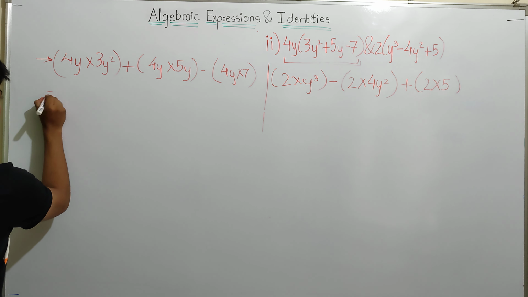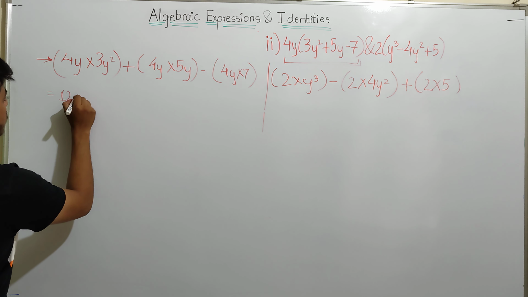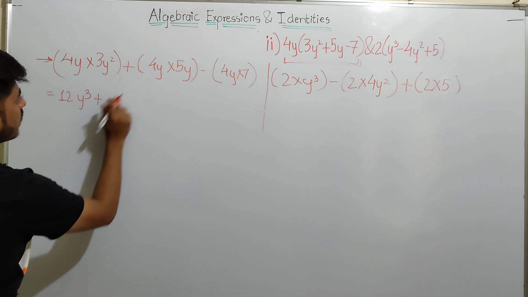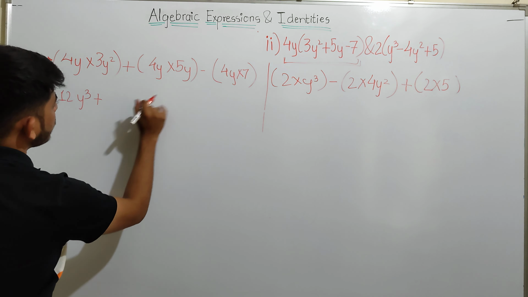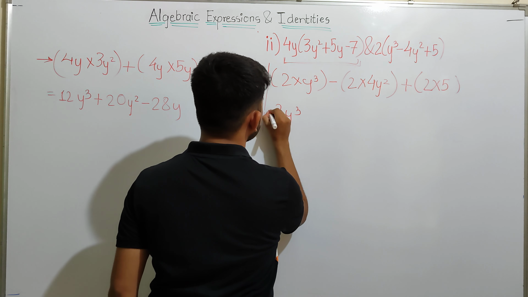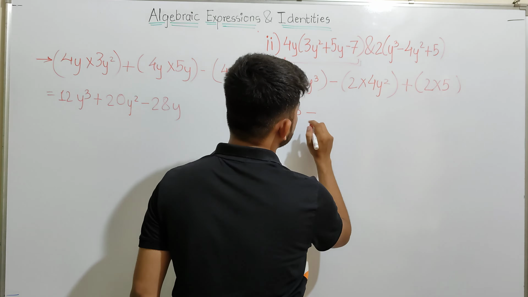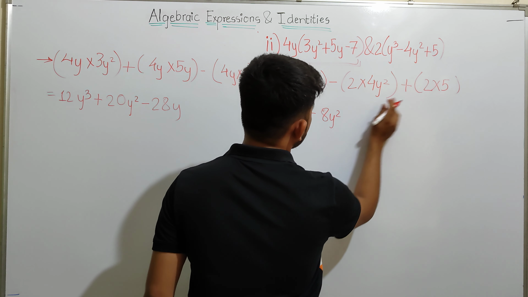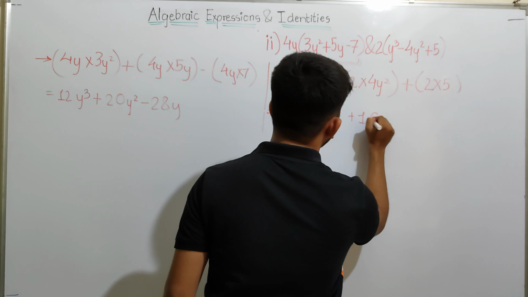Now 4 3s are 12, y into y square, y cube, plus 4y into 5y, 5 4s are 20, y into y, y square, right, minus 4y into 7, 7 4s are 28, y. Now this was the second step, by using distributive law. Now 2 into y cube, 2y cube, minus 2 into 4y square, 4 2s are 8, 8y square, plus 5 2s are 10. That's it. So this was the simplification.